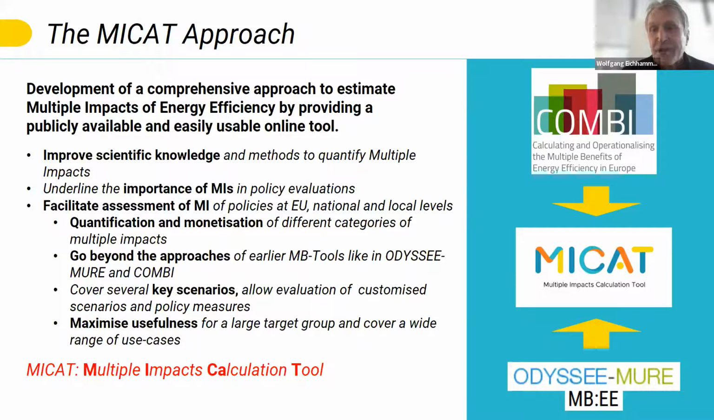And this was the reason why we set up the MICAT project, the multiple impacts calculation tool project, which builds on previous projects run by Wuppertal, the Combi project and the Odyssey-Mure projects, which also developed an indicator-based approach to multiple impacts. And this indicator-based approach, combined with the features from Combi, the projections that can be set as the basis for the multiple impacts, this combination was the basis for the MICAT approach. And so here the aim is to facilitate the assessment of multiple impacts at European level, at national level, but also at local level. And we look on one hand at the quantification of such indicators, but also monetization of indicators as far as possible.